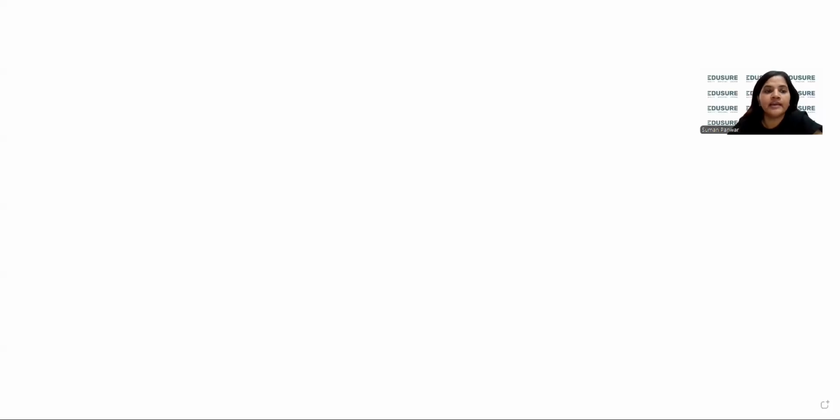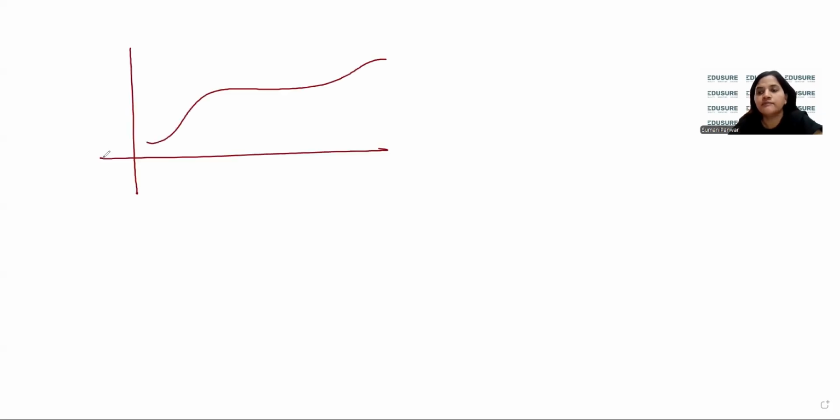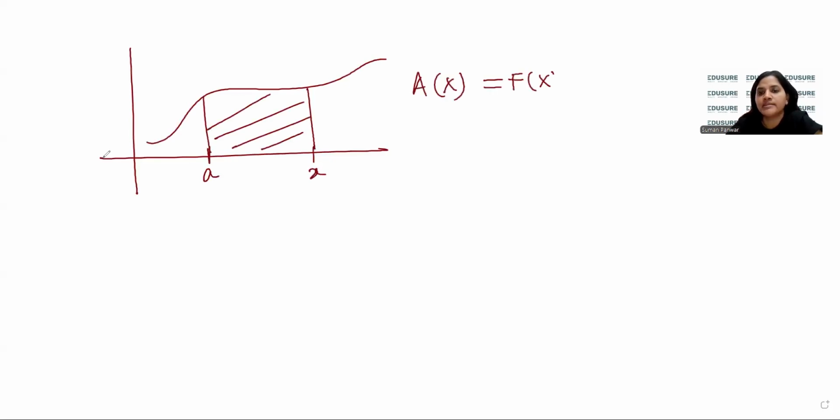We learned that the area under the curve, okay, so if f was a continuous function which was greater than or equal to 0, and if we were looking for area from a to x, and we had denoted this as A of x, then this was equal to F of x minus F of a, where F dash x is equal to f of x, and small f x is nothing but this curve.